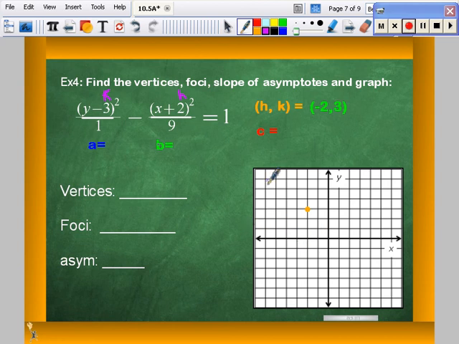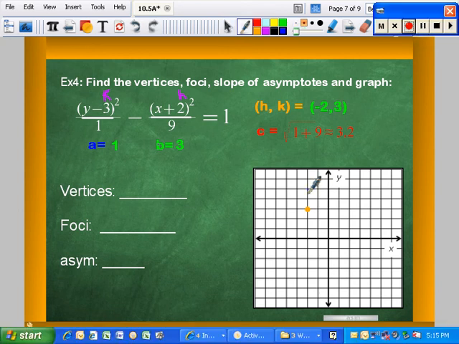So starting with y means that this is going to be a vertical hyperbola. So our hyperbolas are going to be up and down. Let's compute our a. What's the square root of 1? That is 1. Square root of 9, 3. Our c, we're just going to add the 1 and the 9, and we get approximately 3.2.